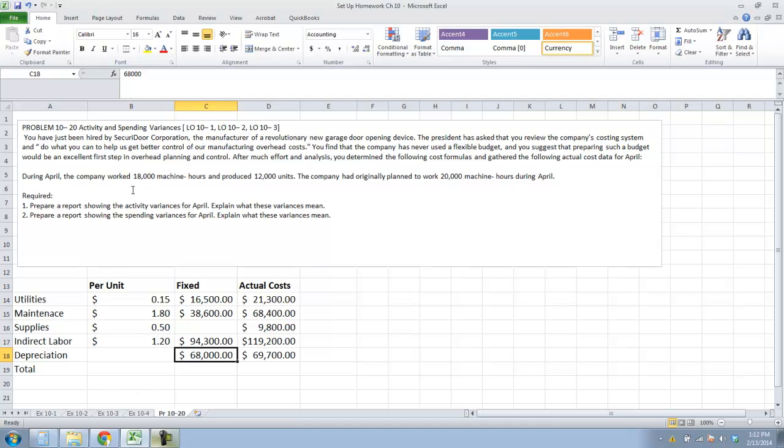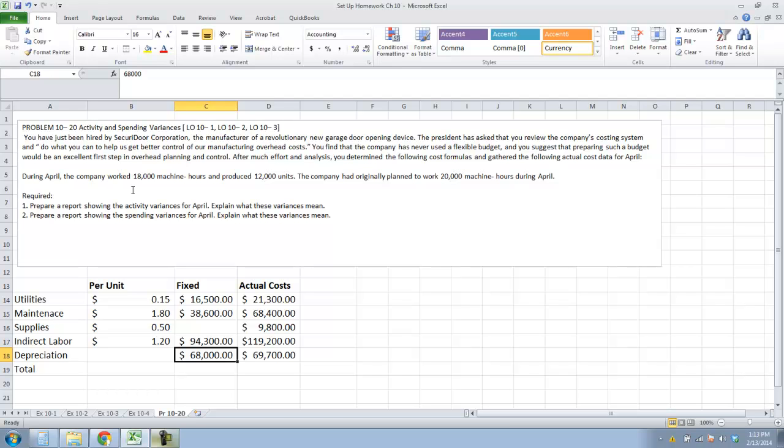You've just been hired by Secure Door Corporation. This is exercise problem 10-20. The manufacturer of a revolutionary new garage door opener. The president has asked that you review the company's costing system and, quote, do what you can to help us get better control of our manufacturing overhead costs. You find that the company has never used a flex budget, and you suggest preparing such a budget. It would be an excellent first step in overhead planning and control.